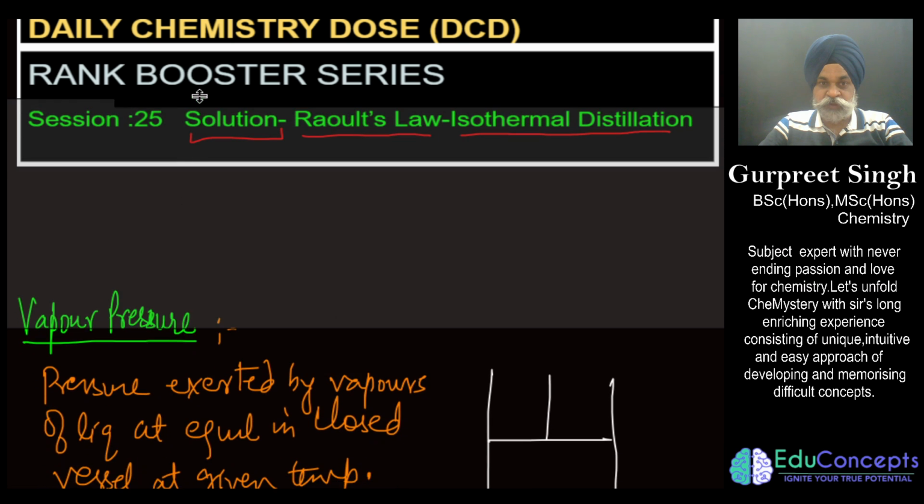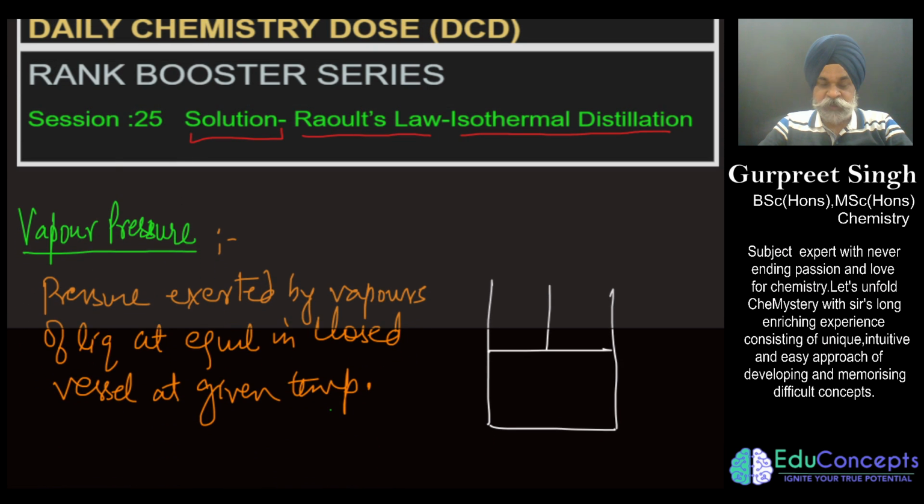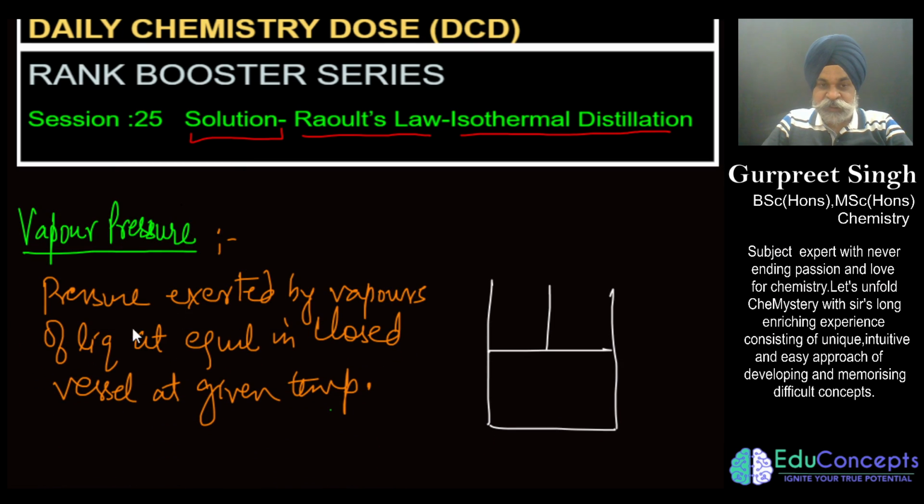This is very important to tell you first, then we will place a question in front of you. What exactly do we mean by vapor pressure? Pressure exerted by the vapors of liquid at equilibrium in a closed container. This is a general definition which we know. The vapor pressure is the pressure exerted by the liquid at equilibrium in a closed vessel.